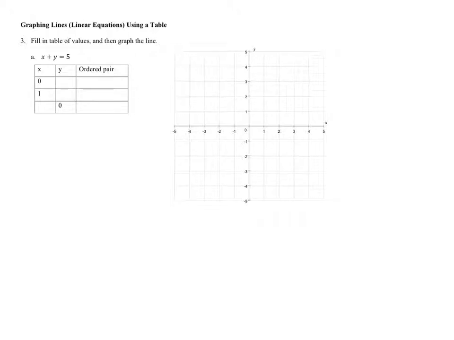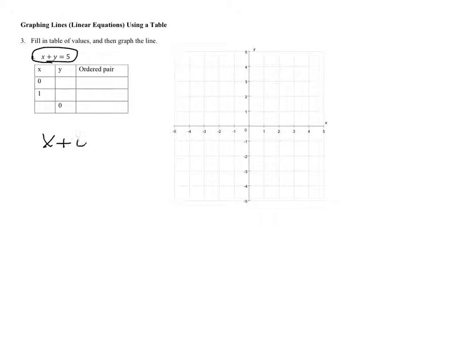Now we're going to start graphing lines using a table. So we're going to fill in a table of values and then we're going to graph the lines. And it is all hinged on what equation they give you. So it's x plus y equals 5. So we're going to be given one coordinate and then get the other coordinate and then list the ordered pair and then graph it. So for our first one, x is equal to 0.